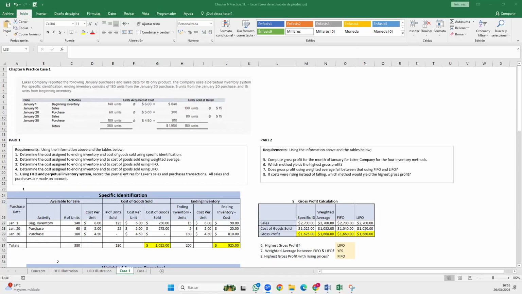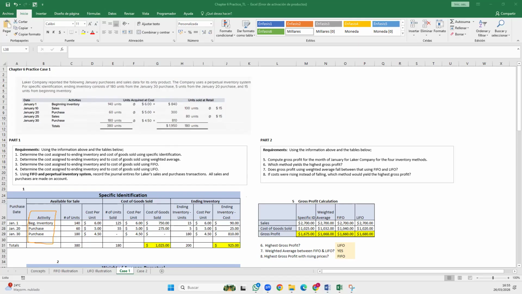There's a good question about the specific identification method. Just a couple of things that are actually worth mentioning here: this method is different than the others in that we actually have these items and we label them here.